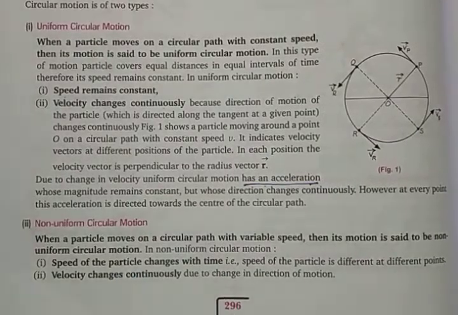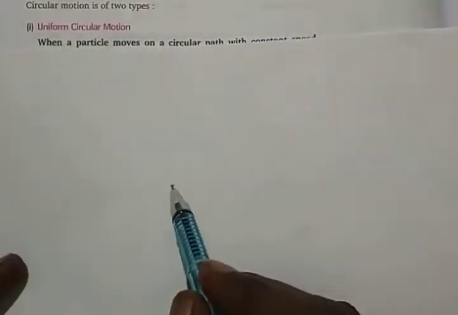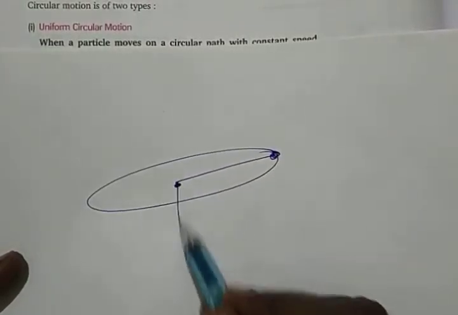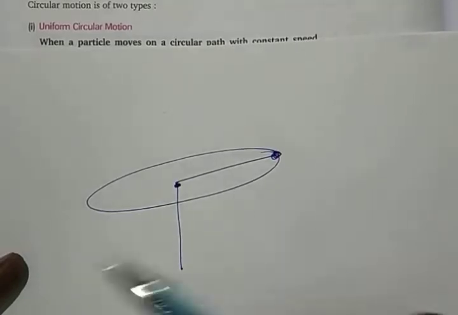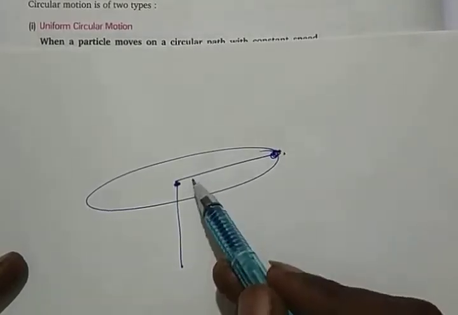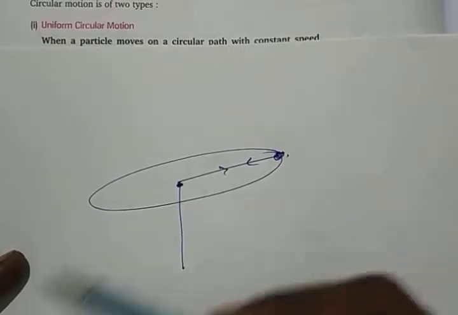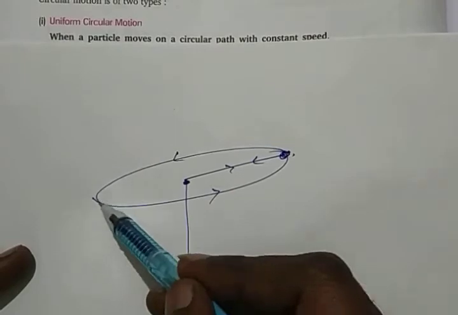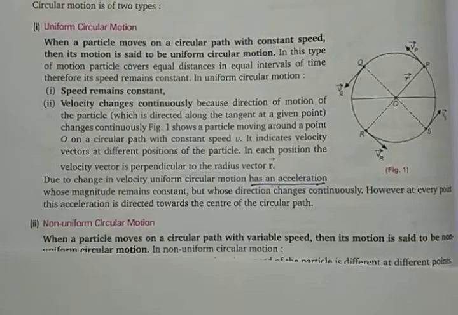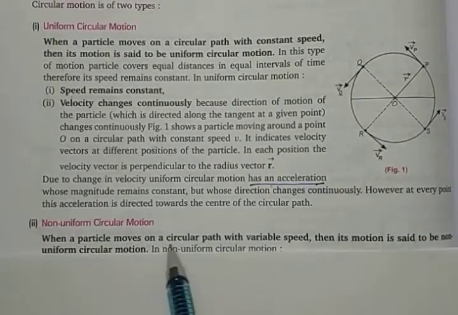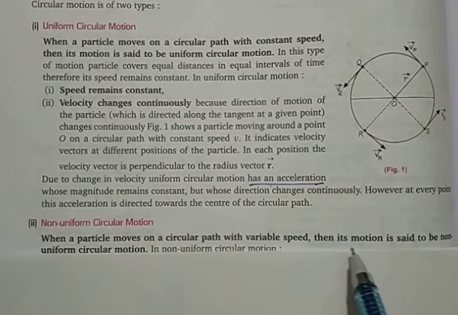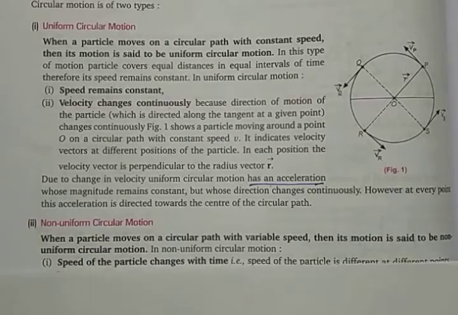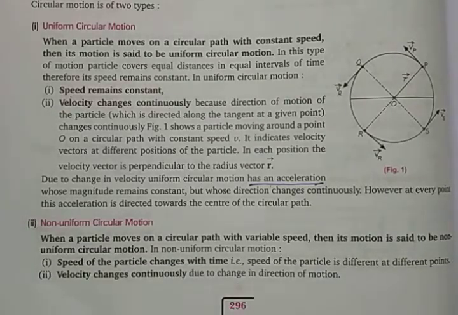The next one is non-uniform circular motion. Maybe you tie a string to a body and you rotate it, constantly spinning it. Have you done that? Take a stone, tie it to a string, and keep on increasing the speed. So the body moves very fast and comes back to this position. That is called non-uniform circular motion. When the particle moves on a circular path with a variable speed, then its motion is said to be non-uniform circular motion. Some examples are given here. You can just read it.